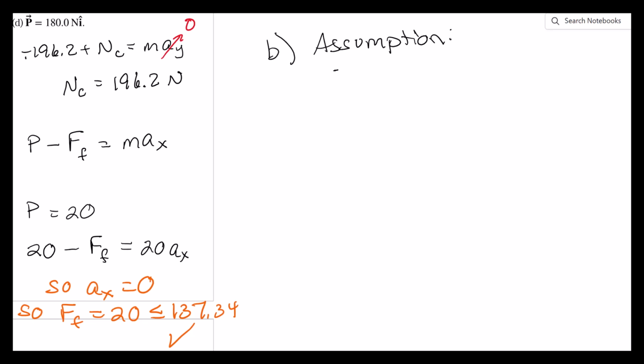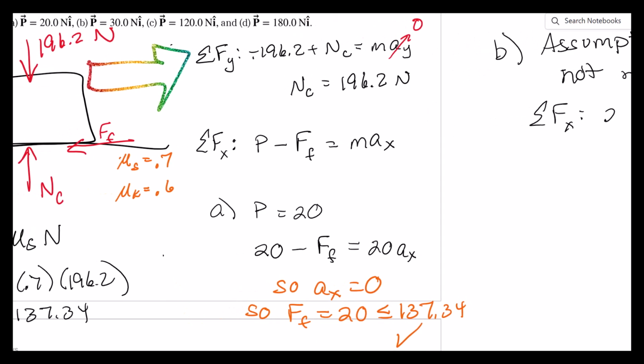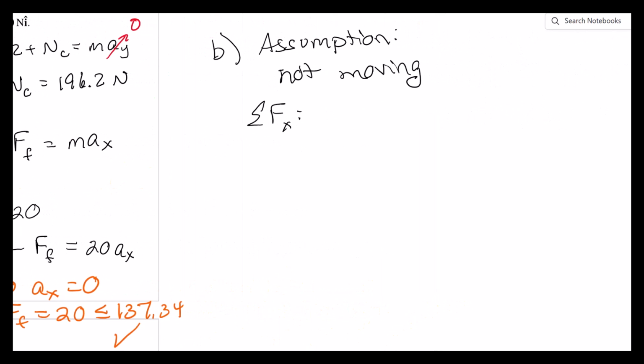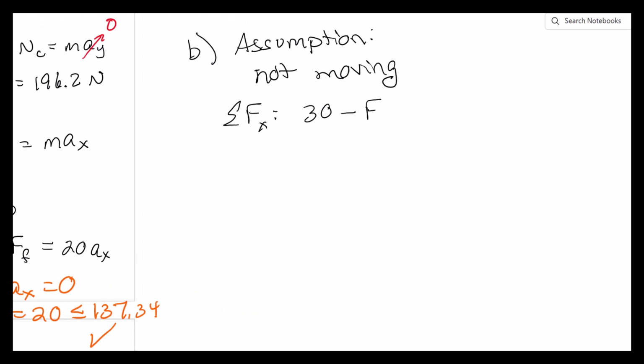So if we make an assumption like it's not moving, and we have the sum of the forces in the x direction, so P is, now what is it, 30? Yeah, 30, minus F equals mass times acceleration in the x. So if we assume that it's not moving, then this is 0 because of this assumption.